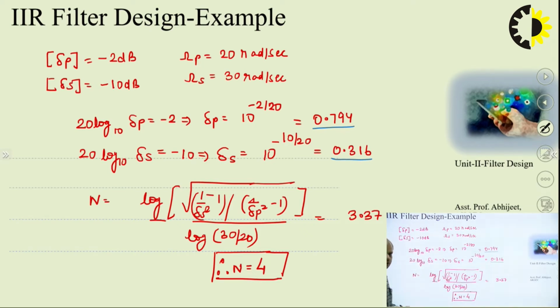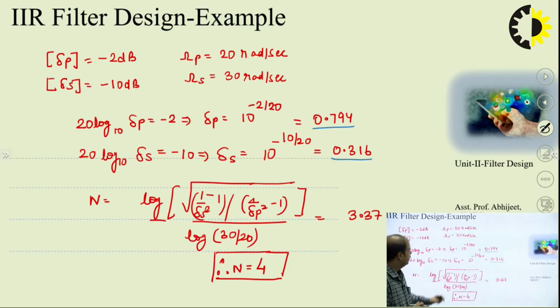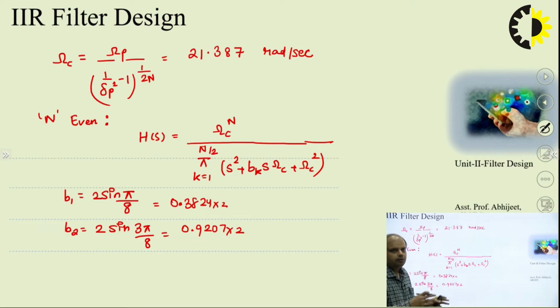So if I have n is equal to 4, I can calculate the omega c, which comes out to be 21.387. From the values in the numerical, if the passband cutoff frequency is 20 and the stopband is 30, the cutoff has to be in between, the 3 dB has to be in between, and it is coming to be in between. And since n is 4, which is even, we can use the formulation for n even. For n even, the formulation was omega c raised to the power n, continued product k from 1 to n by 2, of s square plus bk s omega c plus omega c raised to the power 2. Means there will be two factors. N by 2 means 2. So k is equal to 1 to 2. So two quadratic factors, and b1 and b2 both will be required.